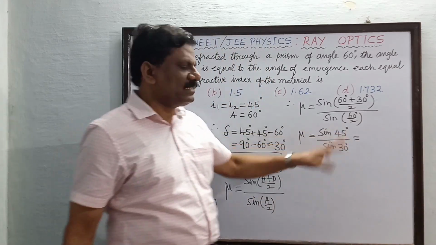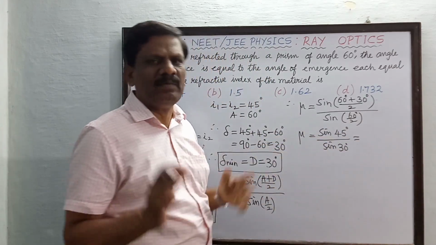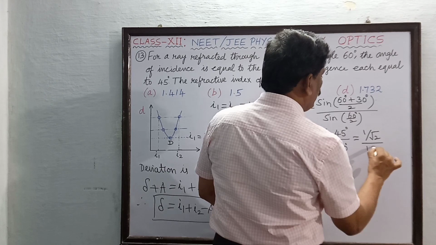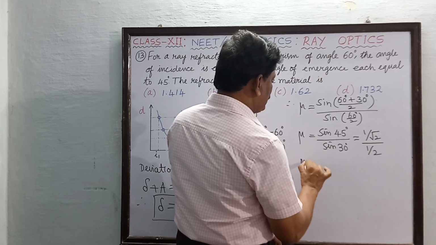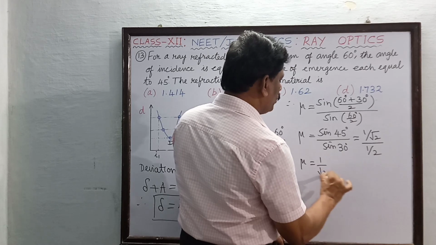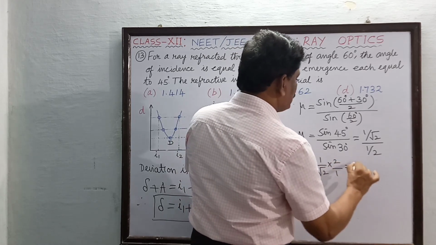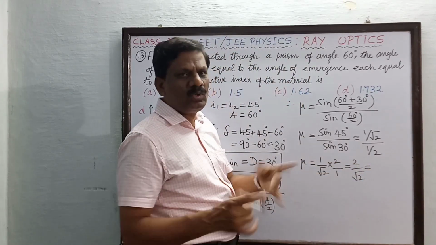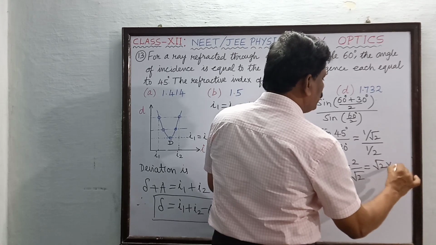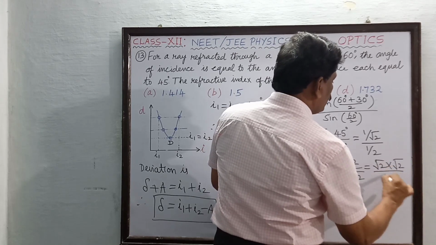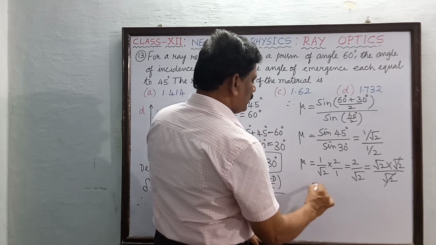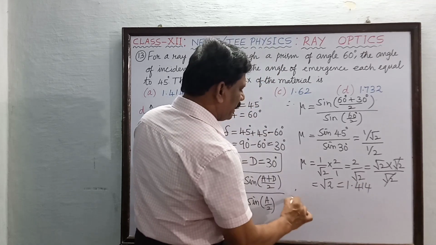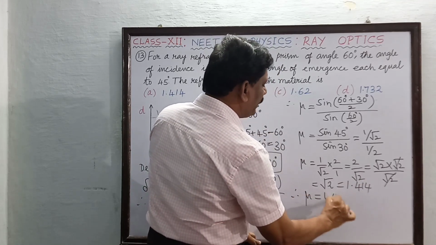These two are very standard values, is it not? Sine 45 is 1 by root 2. So this is 1 by root 2 whole divided by 1 by 2. So mu is now equal to 1 by root 2 into 2 by 1, which is equal to 2 divided by root 2. This 2 can be split as root 2 into root 2. So root 2 into root 2 divided by root 2, this can be cancelled. So this is equal to square root of 2. Square root of 2 is 1.414. Therefore mu is equal to 1.414.